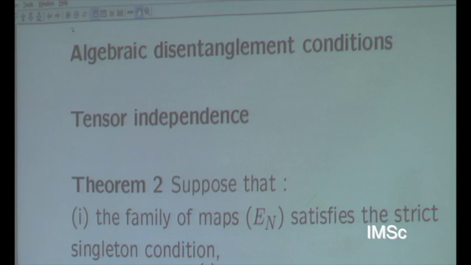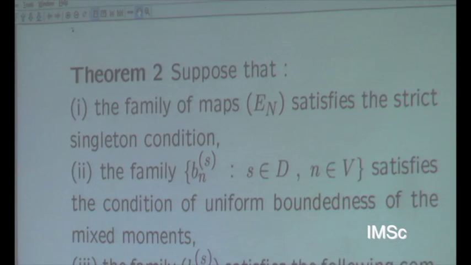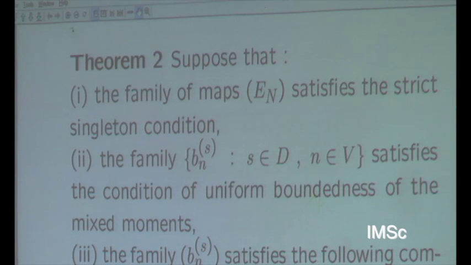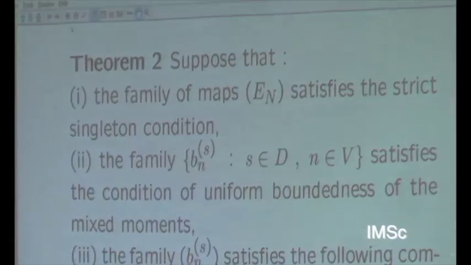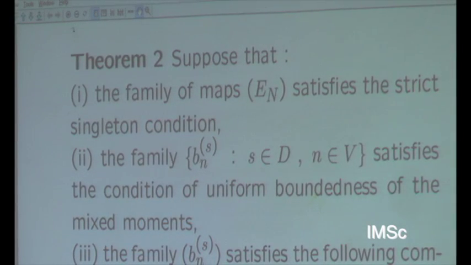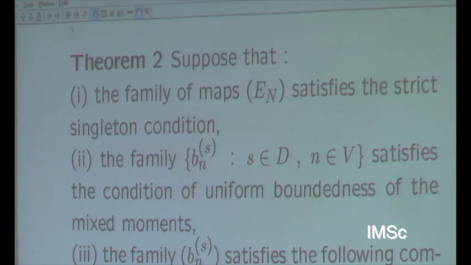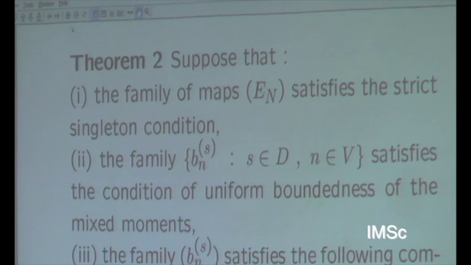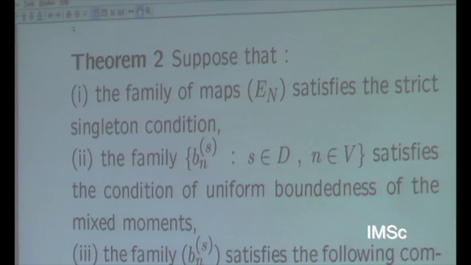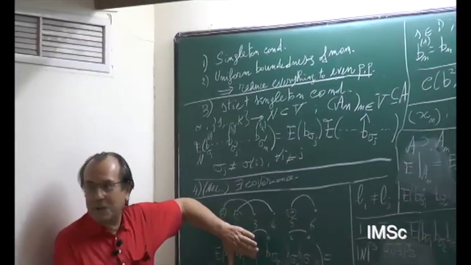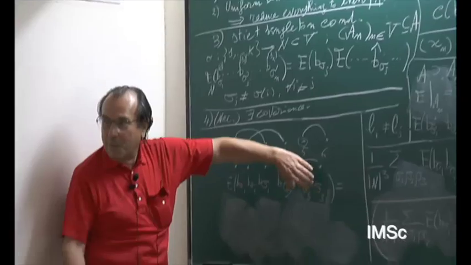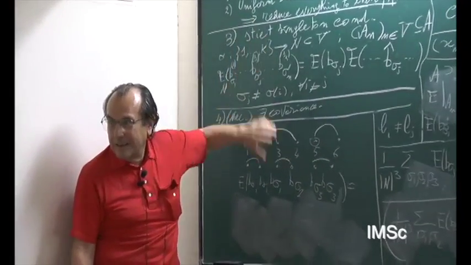Tensor independence. Now we give an algebraic condition. Before we used a statistical disentanglement, which was freeness. And now we use an algebraic condition, which is commutativity. So remember, we are studying products like this. This is our starting point. Again the problem is to exploit the strict singleton. With the free independence, we say the totally crossing partitions don't contribute. The non-crossing component I take out using strict singleton, and so I use it.